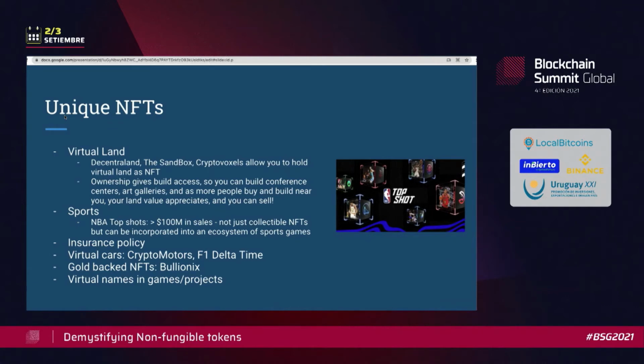There is another example in sports. NBA Top Shots, which captures the top shots of NBA games, actually is backed by NFTs, and it has seen more than $100 million in sales.